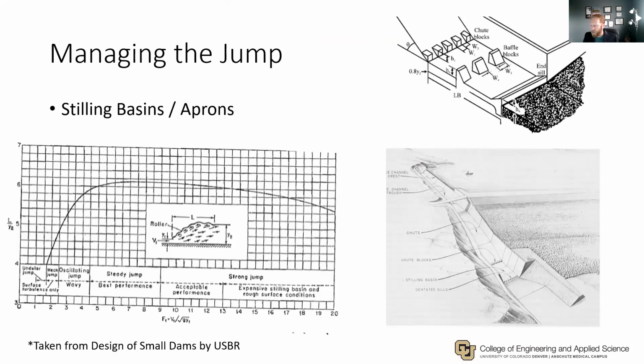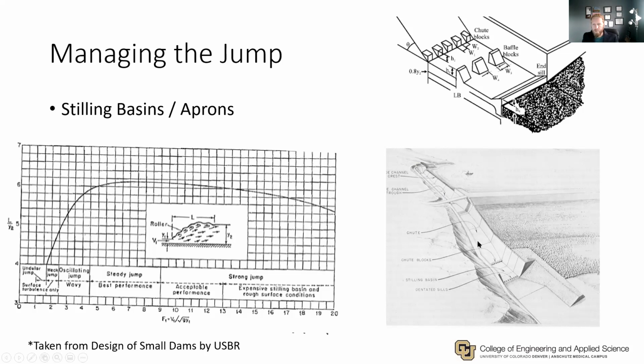So one good reference for managing jumps is the design of small dams. In the design of small dams published by the US Bureau of Reclamation, we have guidance to design stilling basins and aprons. A stilling basin is where we force a hydraulic jump. So here is a design of a side flow spillway. This is a dam embankment. And the water will spill through this concrete channel. And then we have to get that water down to the bottom of the embankment, which it does through the chute.